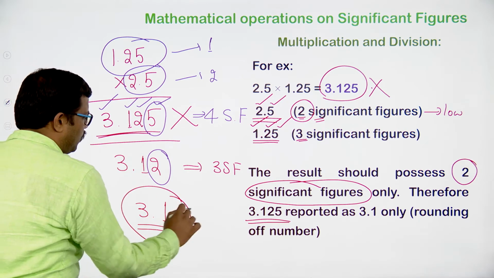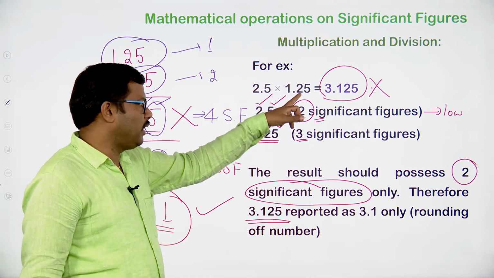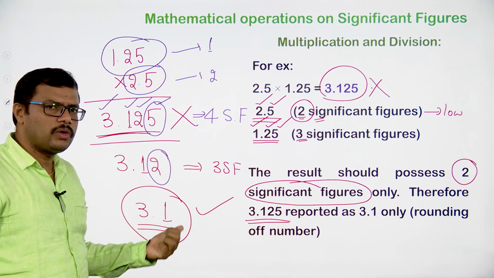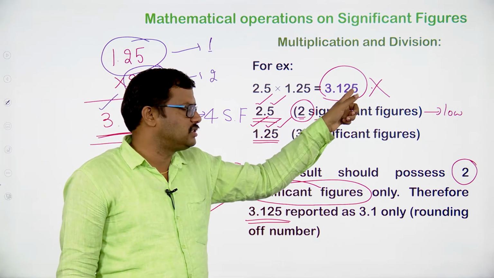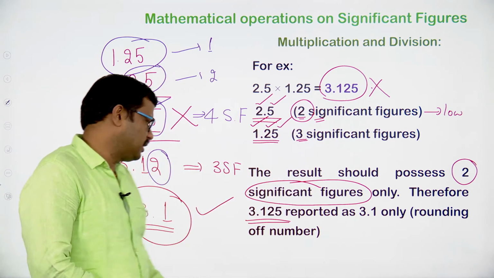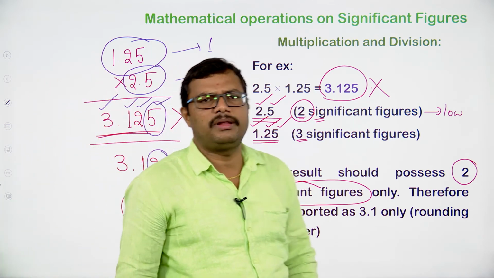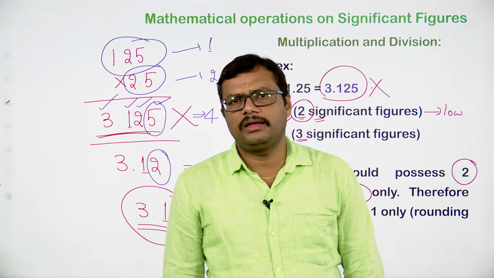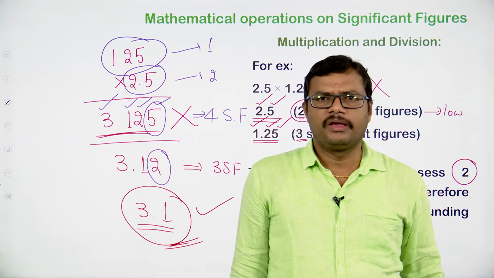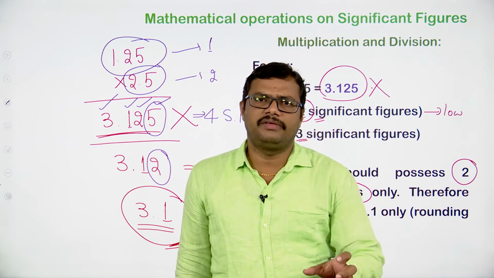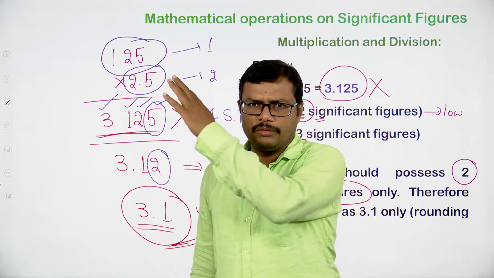So actually the result of multiplication of 2.5 with 1.25 is 3.1 only. It is not 3.125. This is the wrong way of giving the result, but this is the correct way. So in case of multiplication and division, look at the number of significant figures present in each number. Look at the number which has the least number of significant figures, keep that in your mind and go for multiplication.